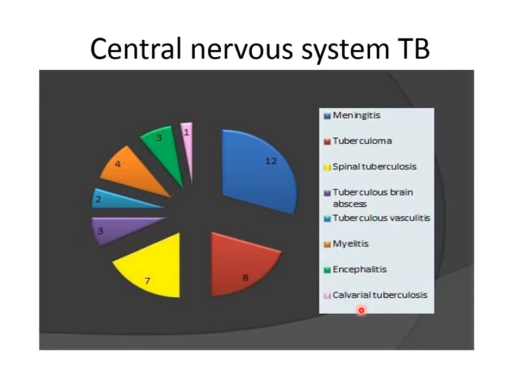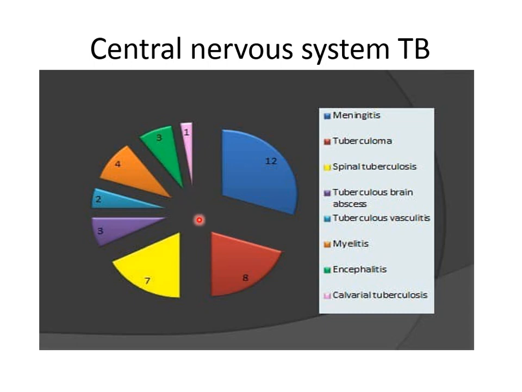We have also central nervous system TB. Central nervous system TB most commonly manifests as meningitis. There are also other manifestations: tuberculoma, spinal TB, abscess, vasculitis, myelitis, encephalitis, and calvarial tuberculosis.